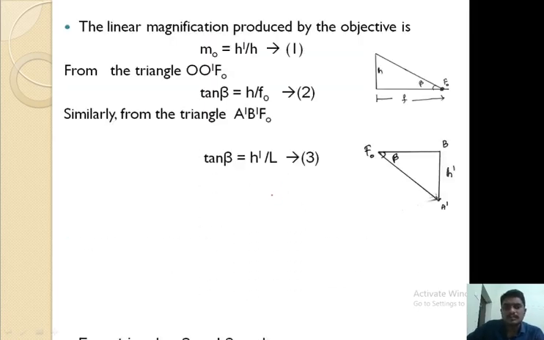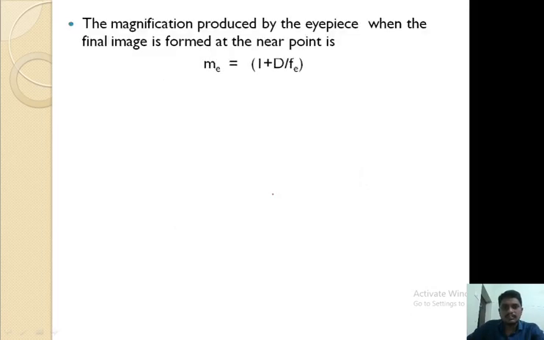Now in the previous case we discussed when the image is formed at infinity, what is the formula to find the magnification? It is d by fe. No need to derive it again, we already derived it in the simple microscope. The magnification produced by the eyepiece when the final image is formed at the near point is 1 plus d by fe. When the image is formed at infinity, the magnification is simply d by f.